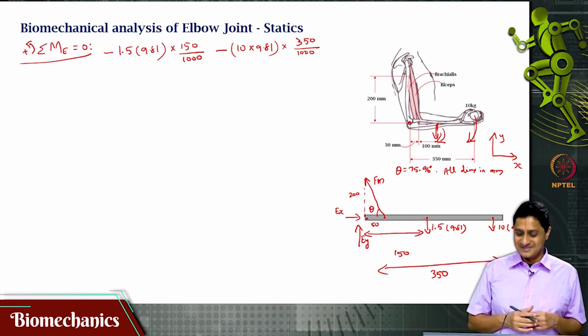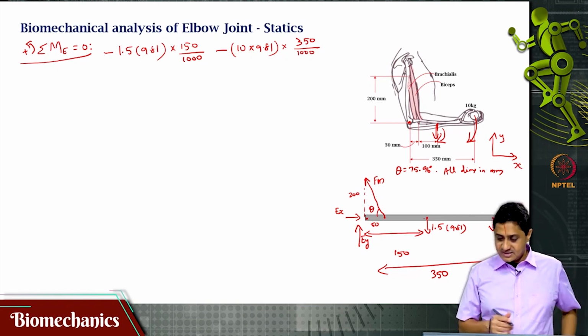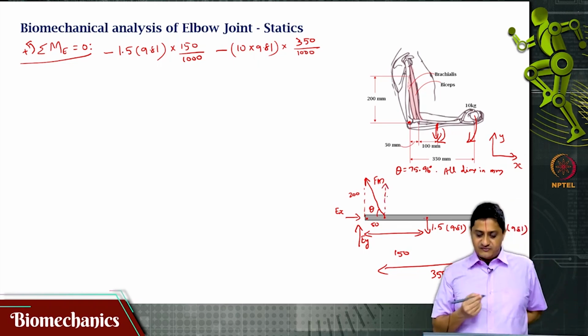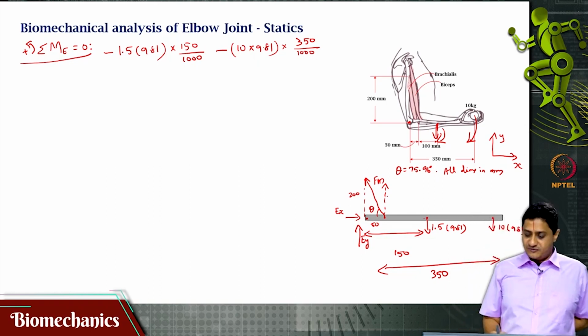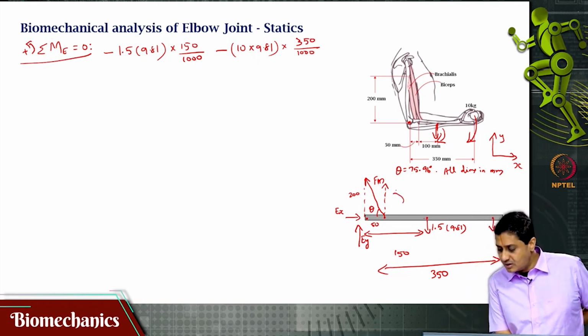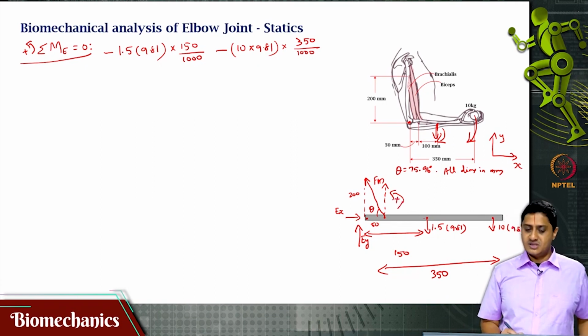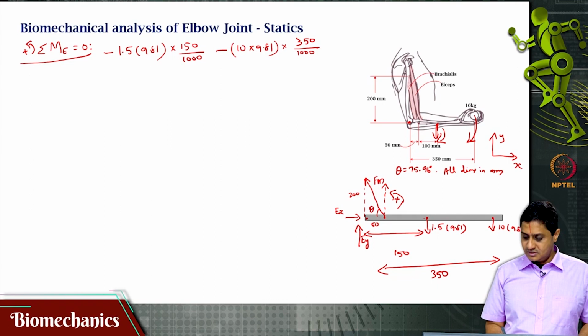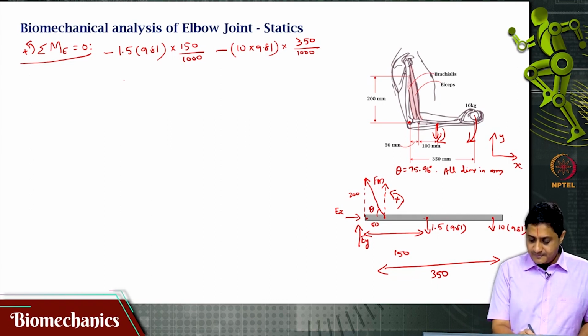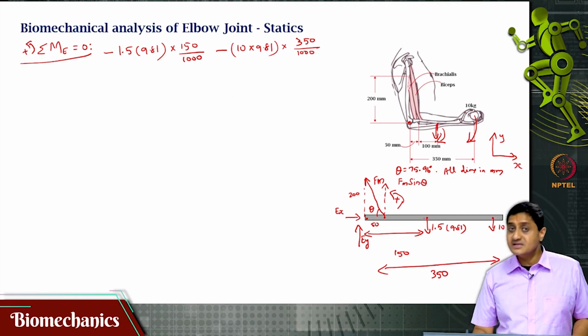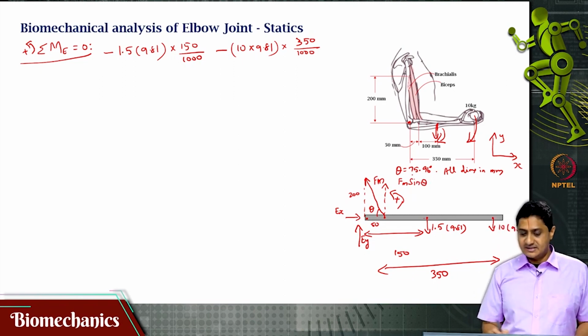The most important thing is yet to come. That is, the vertical component of the muscle force will cause a counterclockwise moment. What is this vertical component? That is Fm sin theta, is it not? Theta is 75.96 degrees, Fm sin theta.